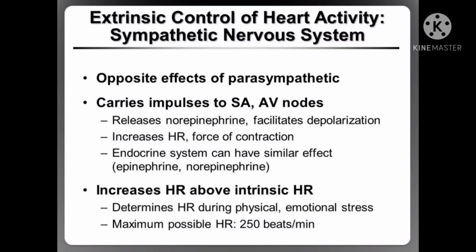The sympathetic nervous system has opposite effects to the parasympathetic. It carries impulses to the SA and AV nodes and releases norepinephrine, which facilitates depolarization and increases HR and force of contraction. The endocrine system can have a similar effect. It increases HR above intrinsic HR and determines HR during physical and emotional stress. Maximum possible HR is 250 beats.